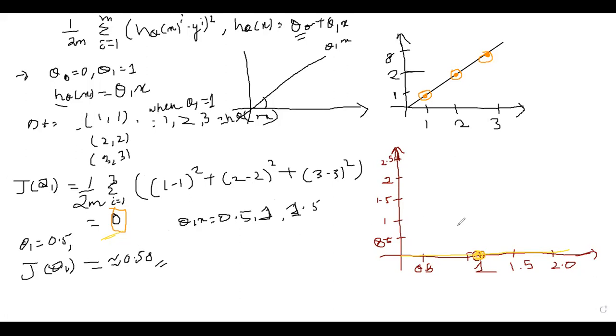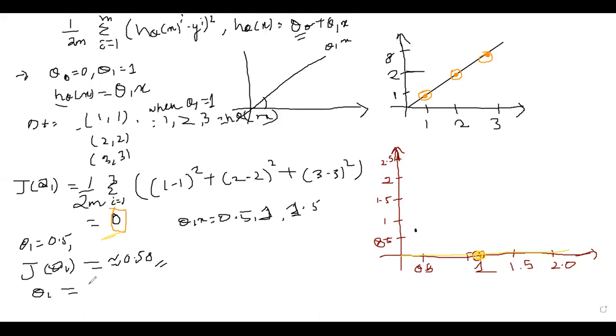So when I am taking the theta value as 0.5, my cost function is 0.58. It will be around this point, or somewhat lower, around this point.